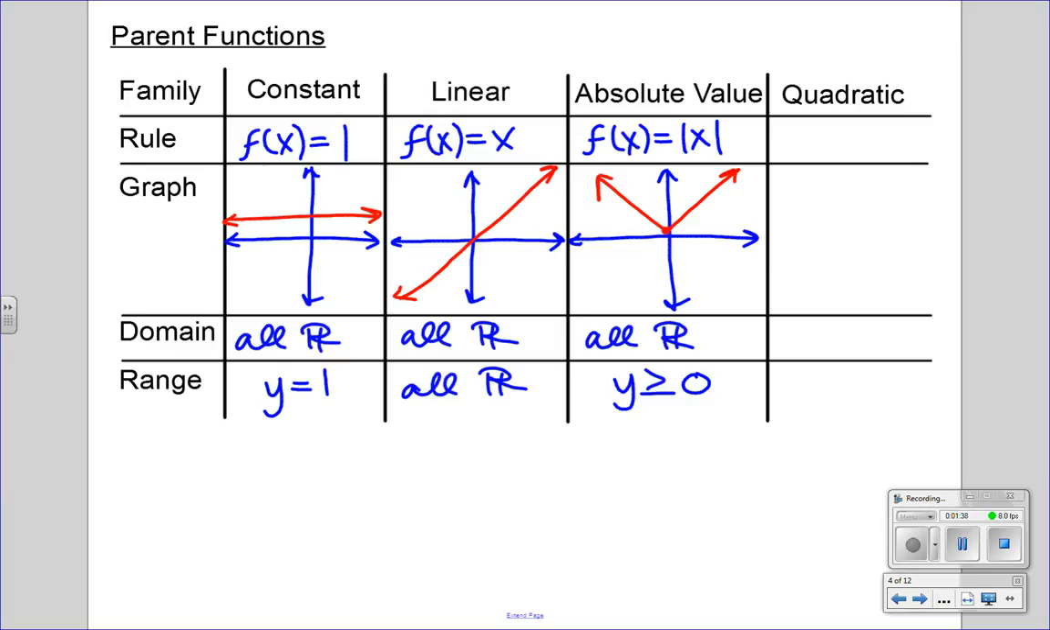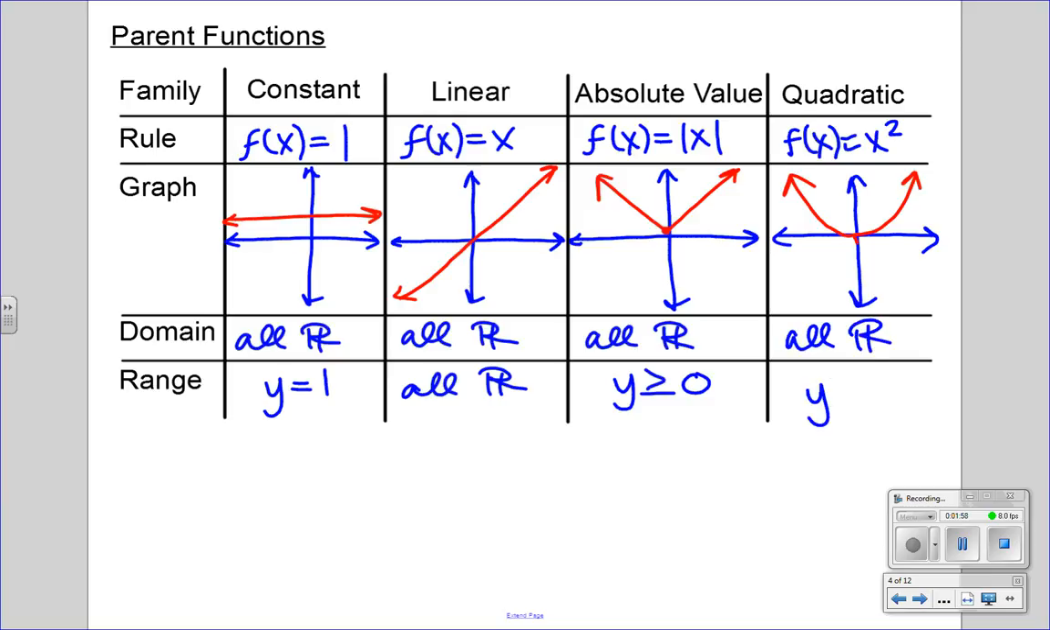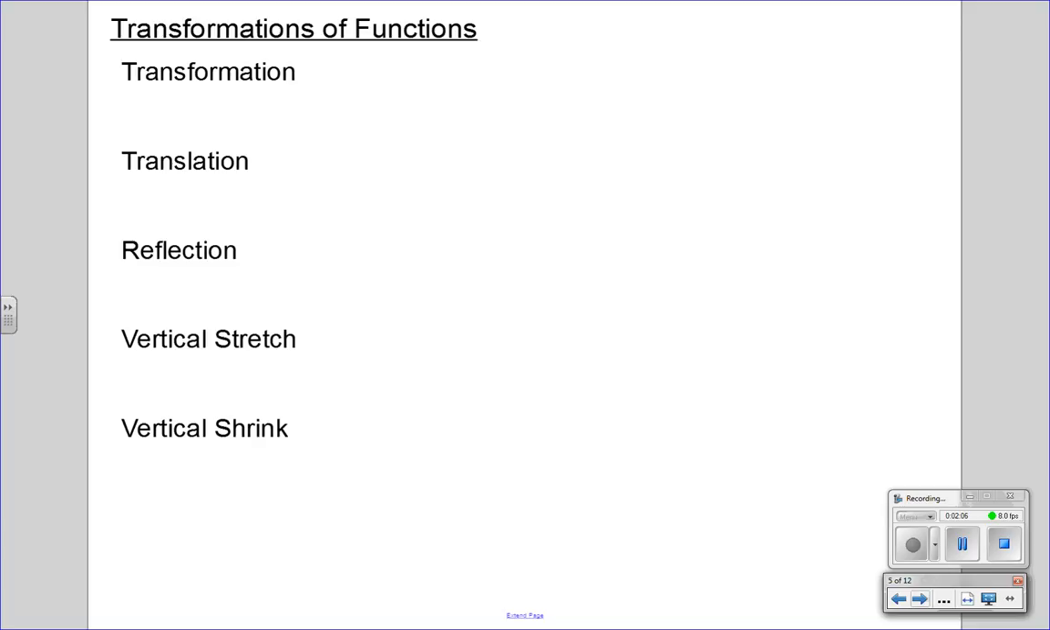Our last one is our quadratic, which is f of x equals x squared. Our graph is going to be a parabola at 0, 0, 1, 1, 2, 4. There we go. Our domain is going to be all real numbers. And our range is going to be y is greater than or equal to 0, just like the absolute value function. Okay, next we're going to talk about transformations.